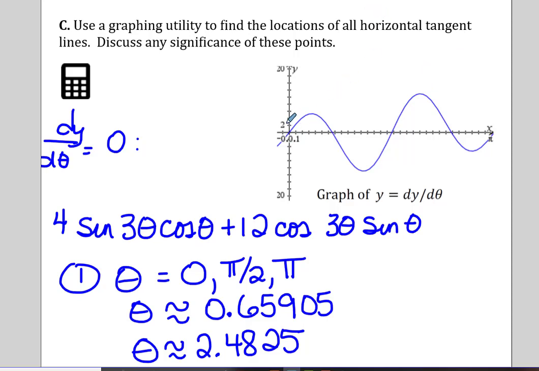If you wanted to mark your graph up, you could mark this as 0. This is a max at 0.659. That's a max. This was pi over 2. This is another max at 2.482. This is our pi. This is another max. So we change from positive to negative. You've got a horizontal tangent line. This is a minimum, negative to positive. Then you've got positive to negative, a horizontal tangent line.